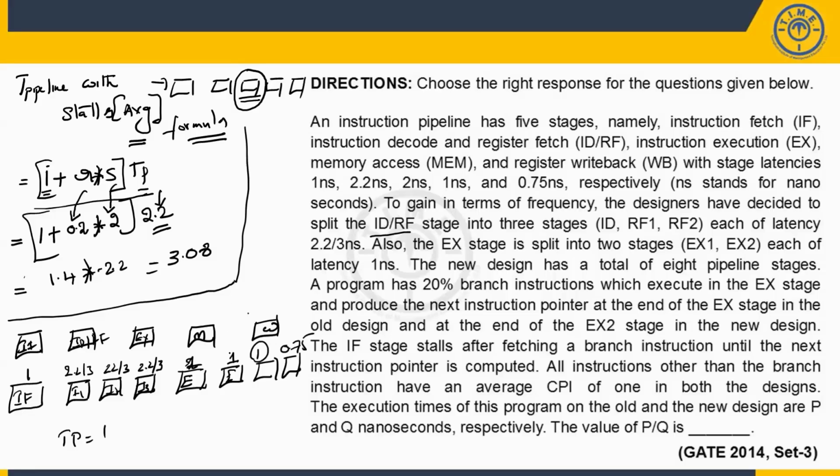But now, when there is a branch instruction, next instruction pointer will only be produced at the end of the EX2 stage. This is the EX2 stage. So this is 1, 2, 3, 4, 5, 6. Did you get it? Now here, next instruction has to wait for k minus 1 stall cycles. What is k here? K is 6. 6 minus 1 is equal to 5. Here, in this advanced pipeline, stall cycle will be equal to 5.